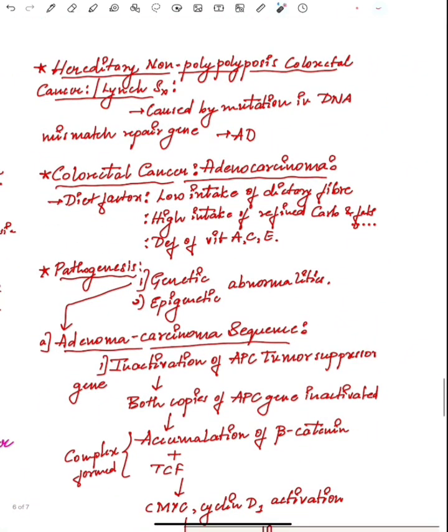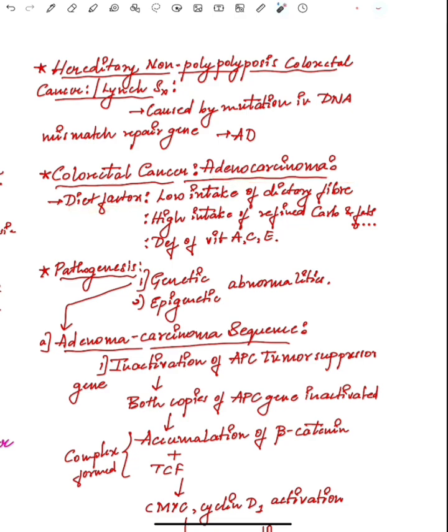Next, there is hereditary non-polyposis colorectal cancer, also known as Lynch syndrome. It is caused by a mutation in the DNA mismatch repair gene. It is autosomal dominant. Next, colorectal cancer. This colorectal cancer leads to adenocarcinoma.